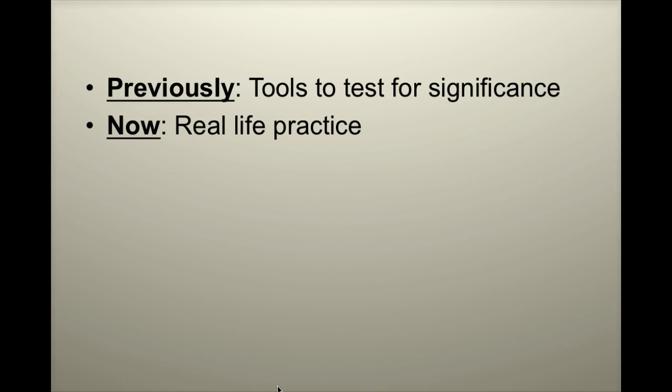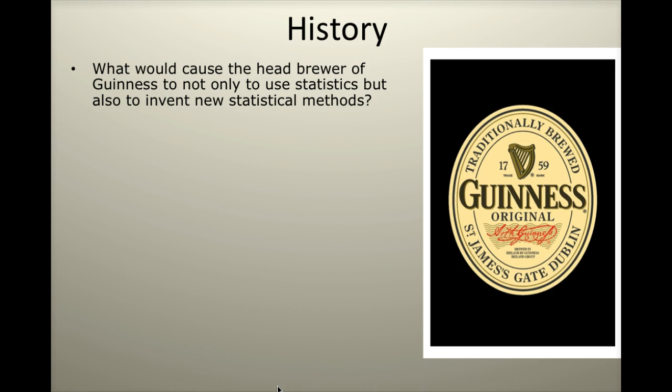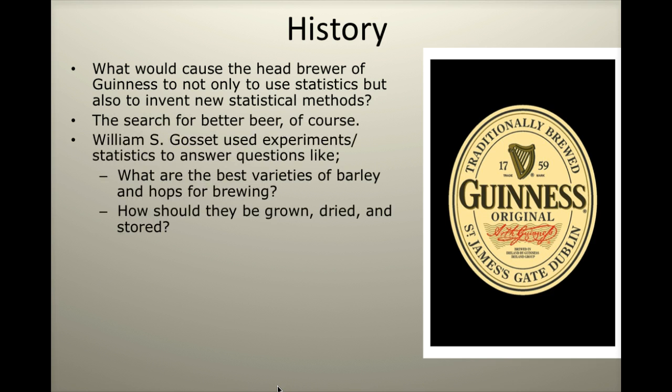Now previously we learned the tools to test significance in an unrealistic world where we knew sigma, so now we're going to actually practice real life. So here's a little history. It says, what would cause the head brewer of Guinness to not only use statistics, but also invent new statistical methods? The search for better beer, of course.